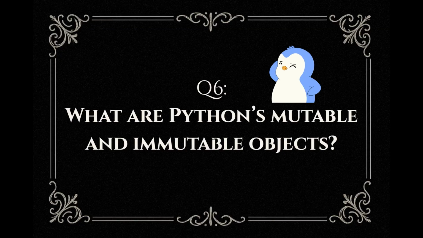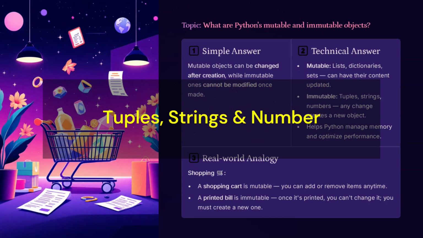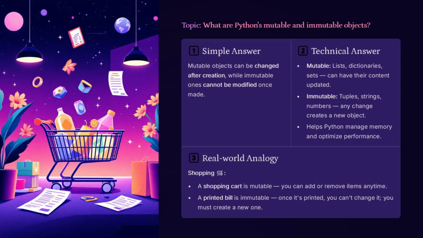What are Python's mutable and immutable objects? Python's mutable and immutable objects define whether a value can be changed after it is created. In simple terms, mutable objects can be updated, while immutable ones stay fixed, and any change creates a new object. Technically, lists, dictionaries, and sets allow modifications to their contents, whereas tuples, strings, and numbers are immutable, so updates result in entirely new objects. This distinction helps Python manage memory efficiently and maintain predictable behavior.